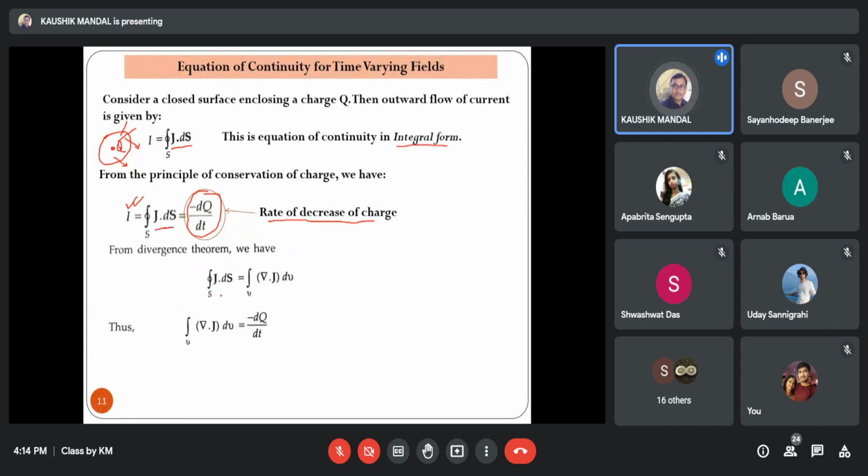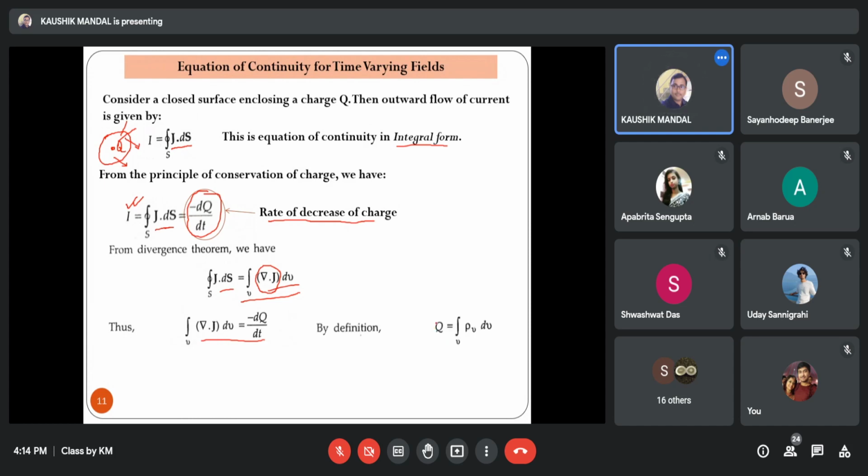Now, if we convert this surface integral to a volume integral, that means we have to apply the divergence theorem. So, the integral of J dot ds equals the integral of divergence of J dv. If we combine these three equations, we can write that the volume integral of divergence of J dv is equal to minus dQ/dt.